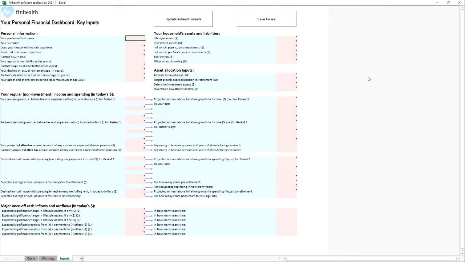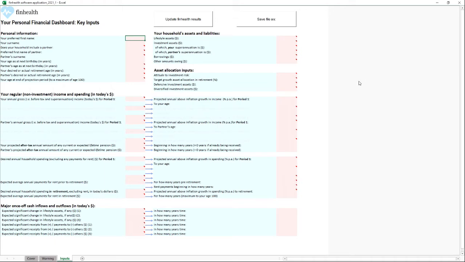The first screen you see is the Inputs tab. This screen captures key financial information and expectations that enable completion of a finhealth analysis. We'll spend most of the time in this video explaining its completion using the Barber's information.